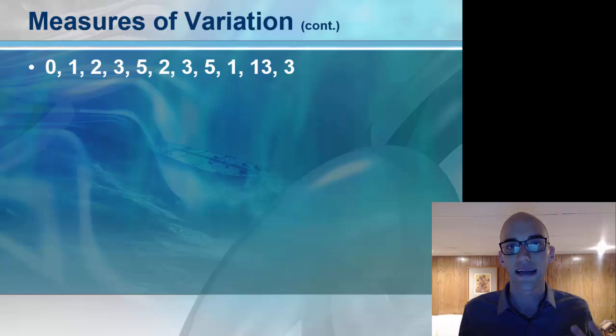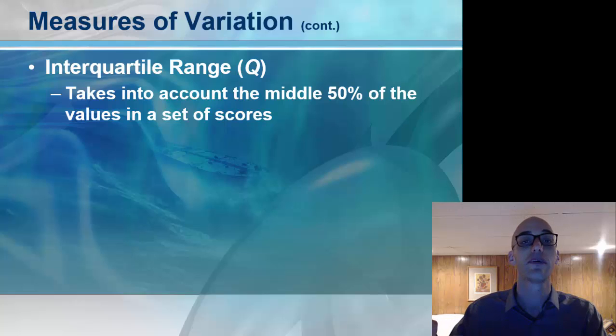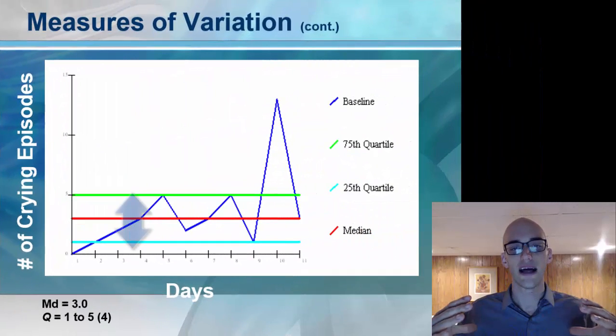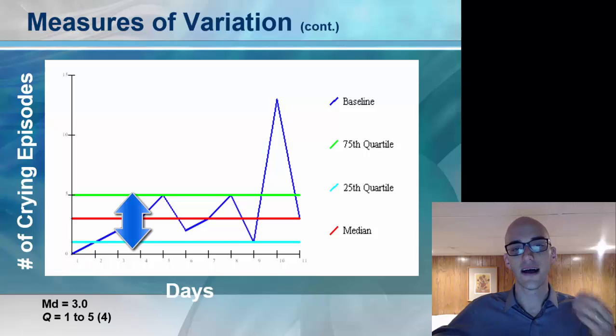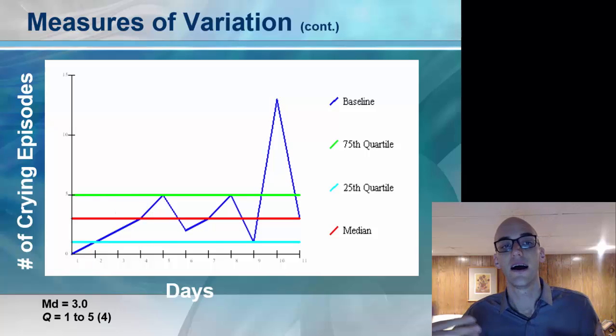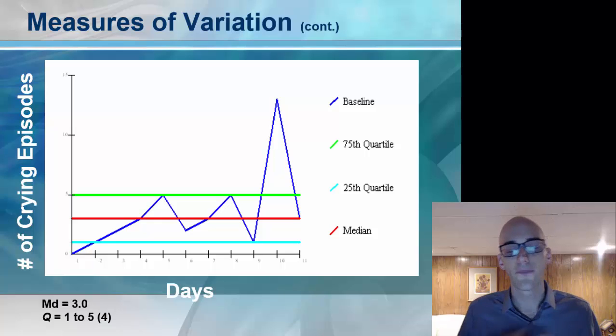So here we think that the range is 0 to 13, but that's a little bit misleading because of that one outlier. So what you can do instead is report the interquartile range. So the interquartile range is the 75th percentile highest score minus the 25th percentile. So here we can see the interquartile range, the 75th quartile minus the 25th quartile, and this is a good visual representation because the median here is 3 for the exact example I was just showing you, with an interquartile range of 5 to 1, which is 4.